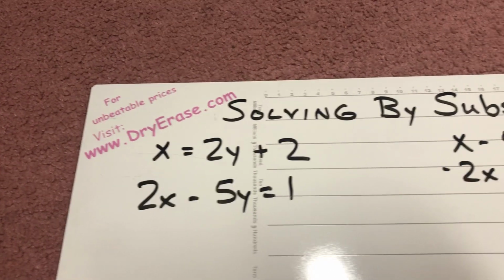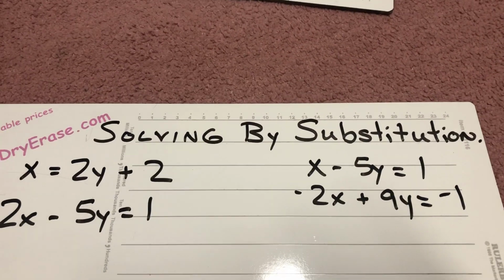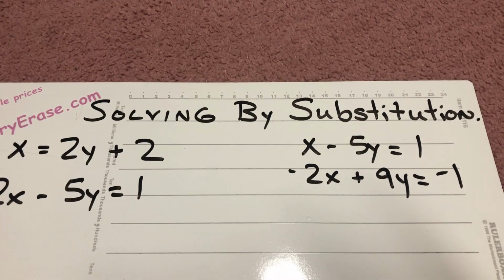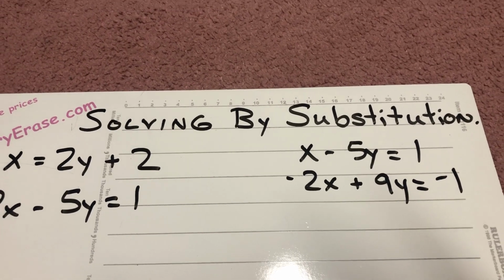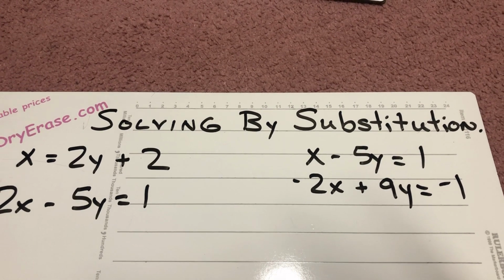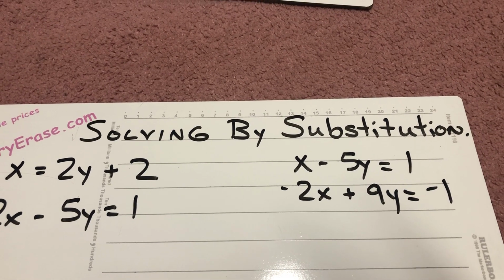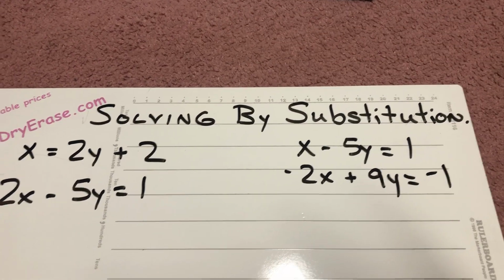We are continuing along here in Chapter 5, Solving Systems of Linear Equations. And today we're going to introduce a new method, solving by substitution. When you solve by substitution, you want to either isolate x or isolate y in one of the equations, if that's not already done for you.